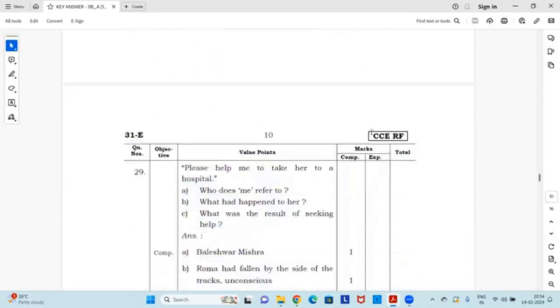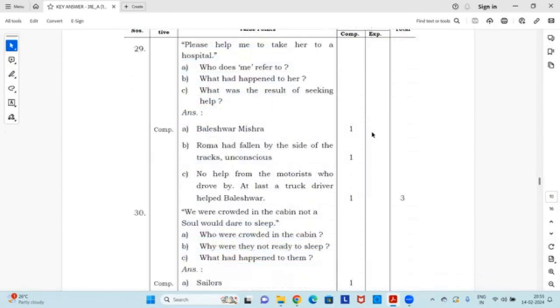Please observe it. Okay, question 29. "Please help me to take her to a hospital." Who does "me" refer to? Answer is Baleshwar Mishra. What had happened to her? Roma had fallen by the side of the tracks unconscious.